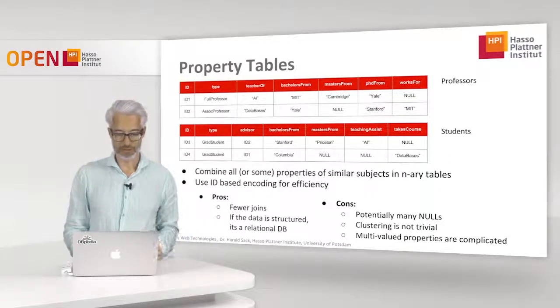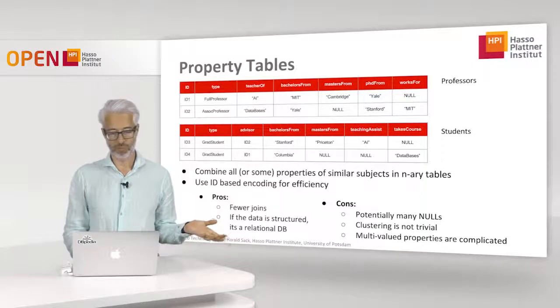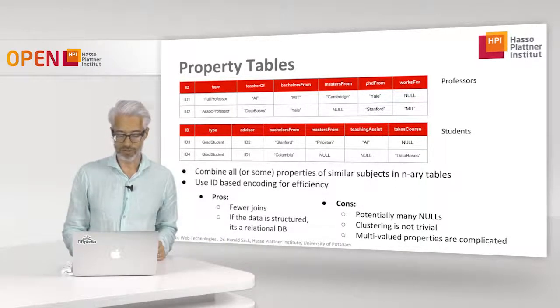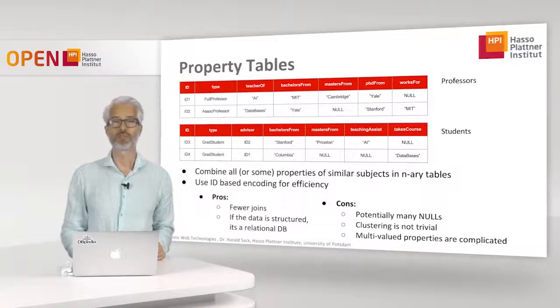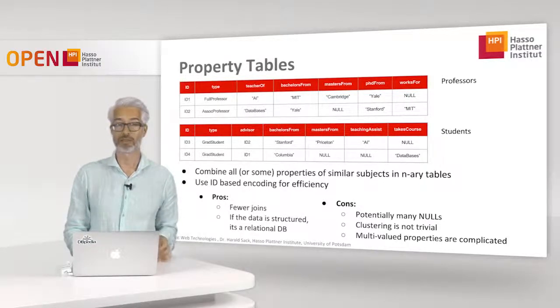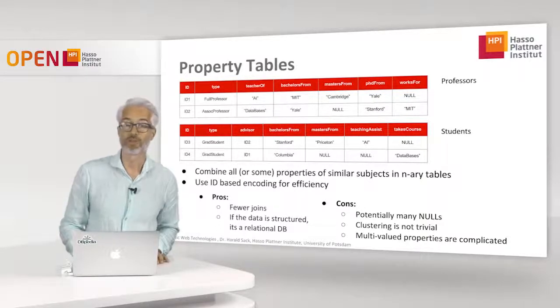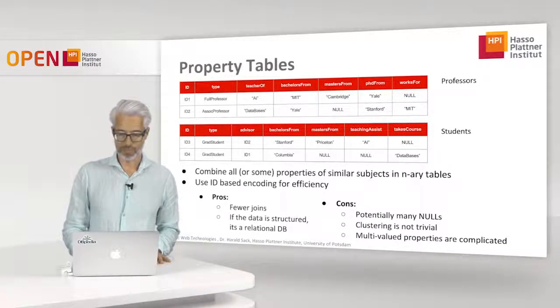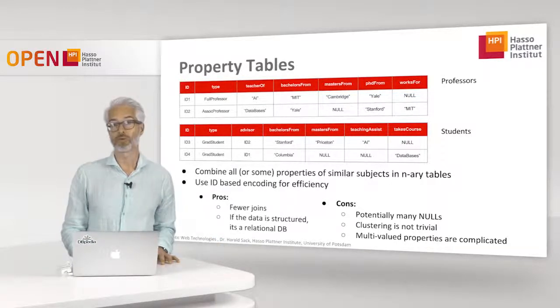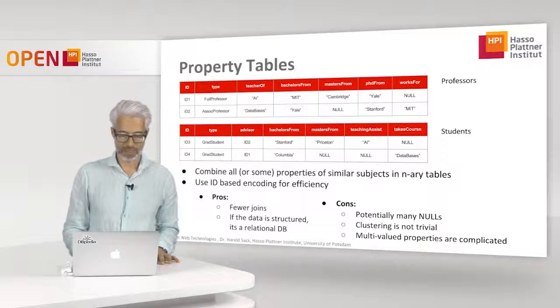So you see here I have a professor table where I have the professor who is teacher of something, and again, of course, a professor has his bachelor and his master thesis from somewhere, and also his PhD. And of course, he also has a work relationship with some institution. And the students, on the other hand, you could distinguish between grad students or bachelor or master students.